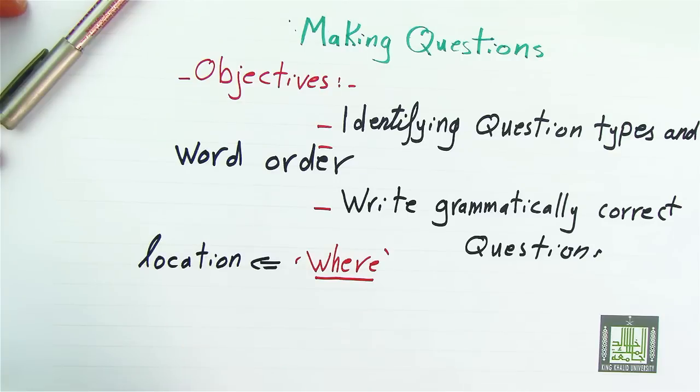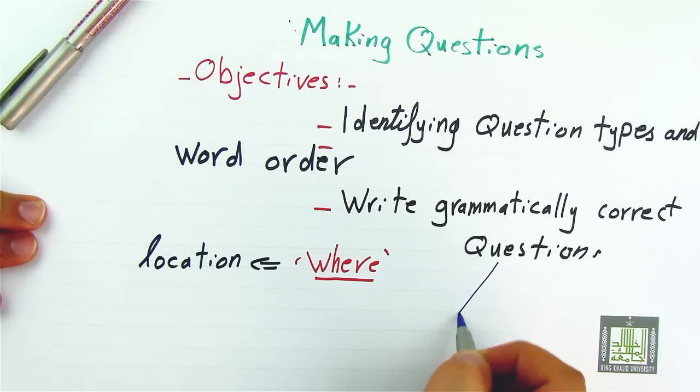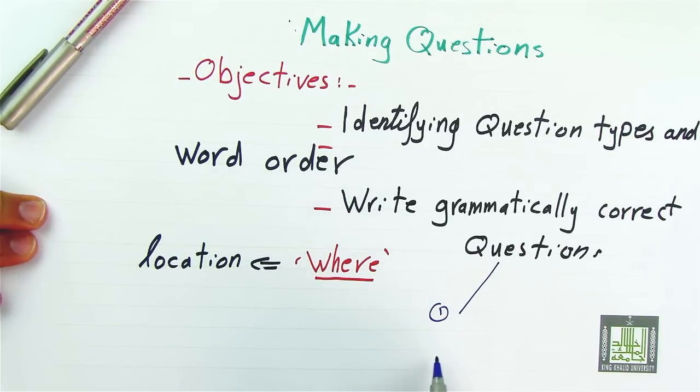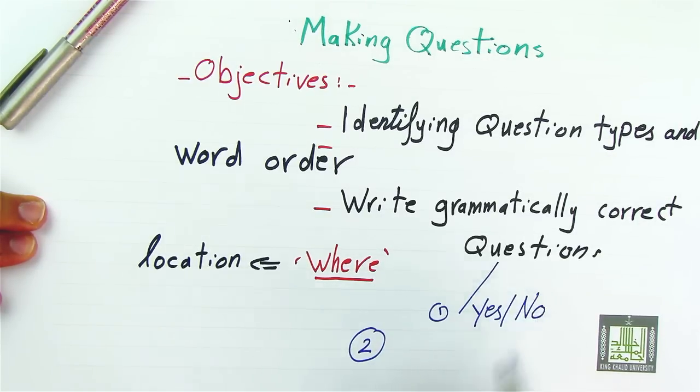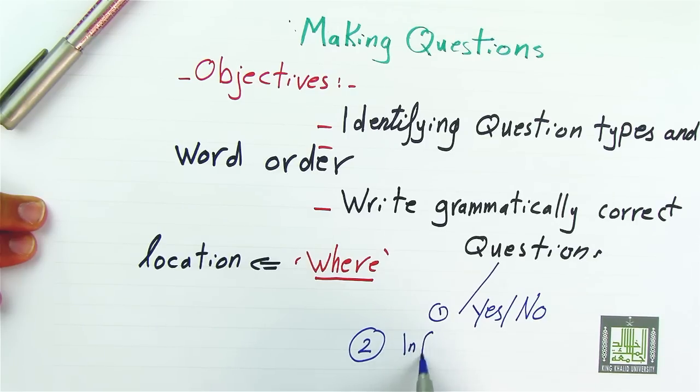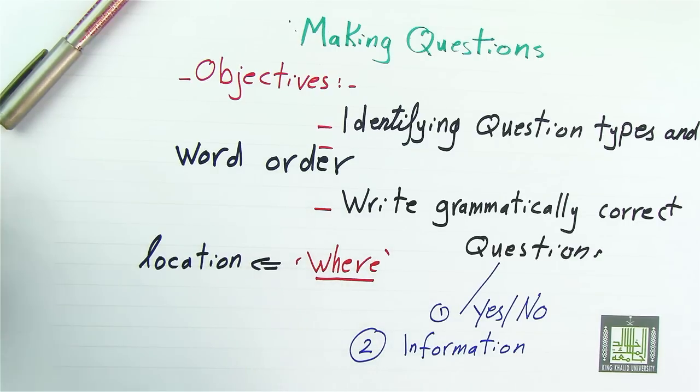Now, we need to know that questions in English are of two types. Type one is yes, no questions, and these questions require yes, no answer only. And the second type of question is called information questions. And we call them information questions because the answer cannot be merely or only yes or no. They require us to give further information and cannot be answered only by saying yes or no.